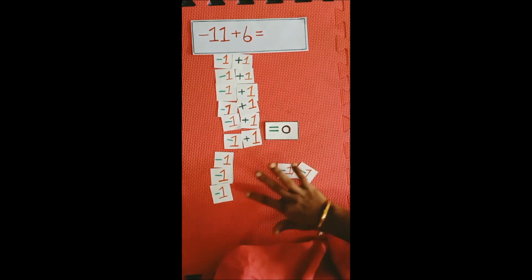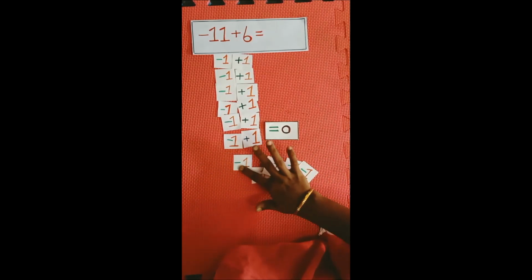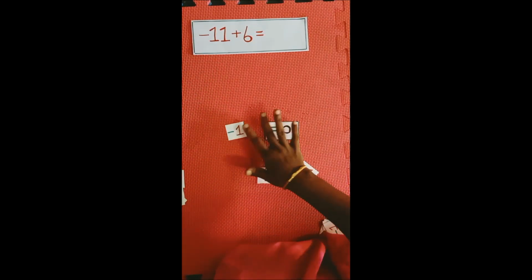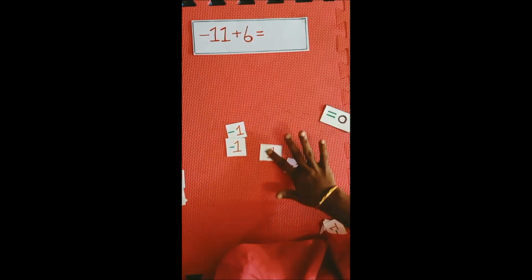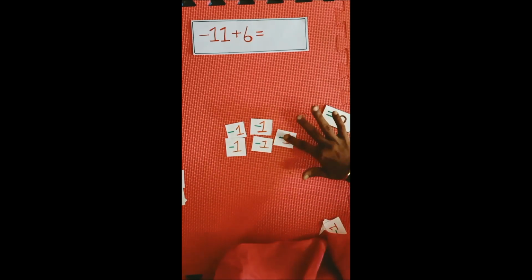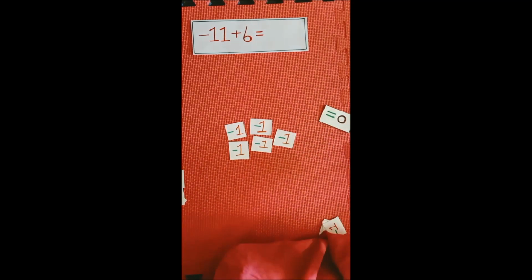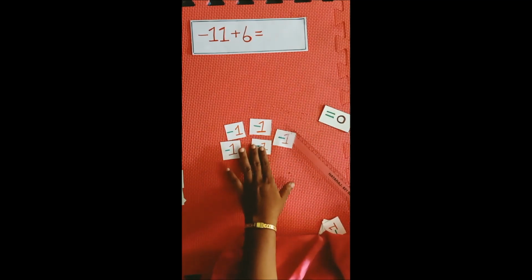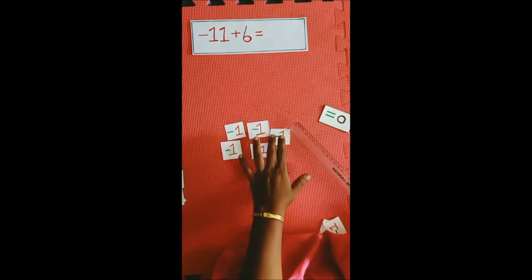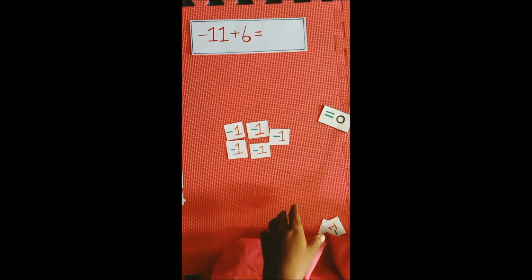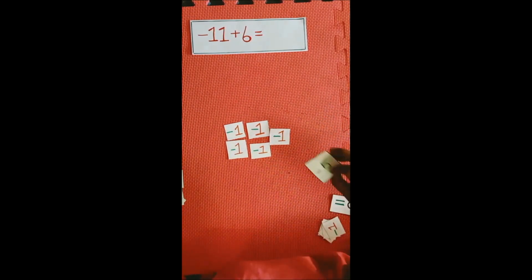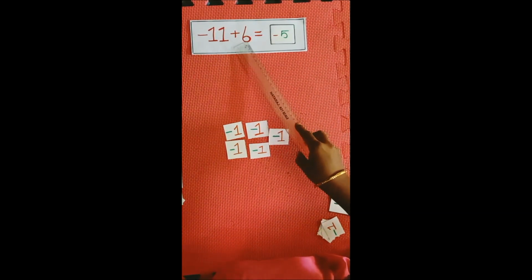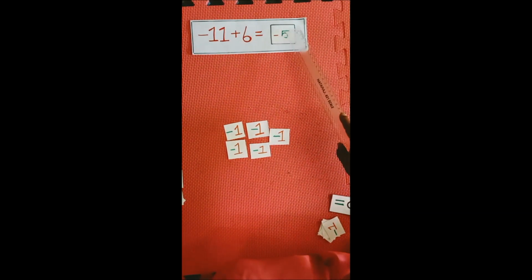Minus 1, minus 1, minus 1, minus 1, minus 1. So, totally we have how many minus 1? See here, 1, 2, 3, 4, 5. So, by evaluating minus 11 plus 6, we get 5 negative 1s. If you add all these minus 1, you get the answer minus 5. So, what is the answer? Minus 11 plus 6 is equal to minus 5.